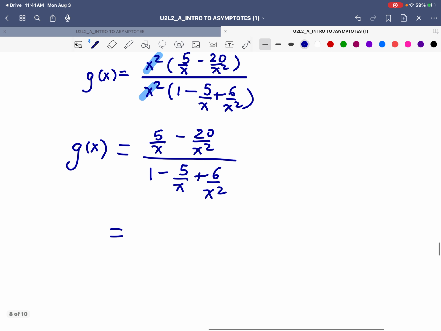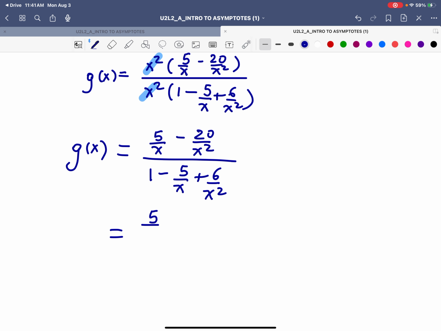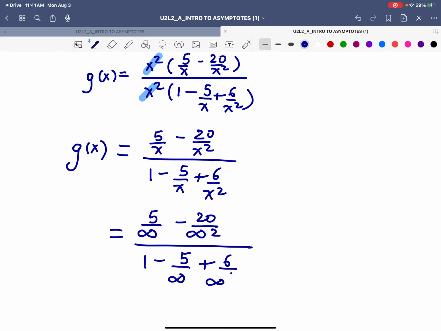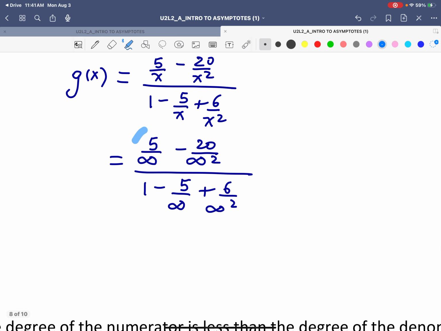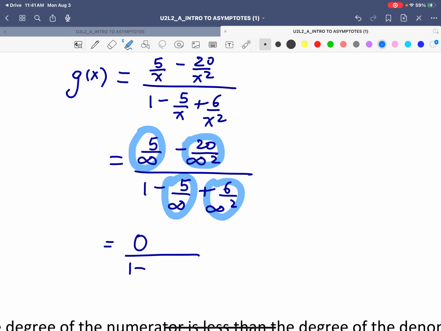So here we go again. We're going to have 5 over infinity minus 20 over infinity squared, over 1 minus 5 over infinity plus 6 over infinity squared. So here we go again. We have 0 minus 0, that's a 0. And 1 minus 0 plus some other 0, that would be 1. And that means that the answer is 0, so there will be a horizontal asymptote at y equals 0.